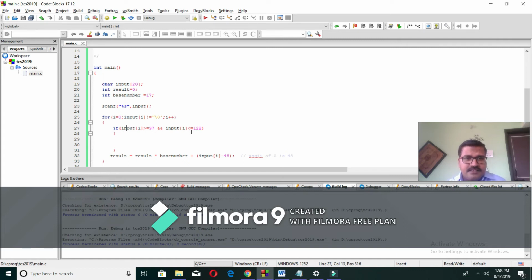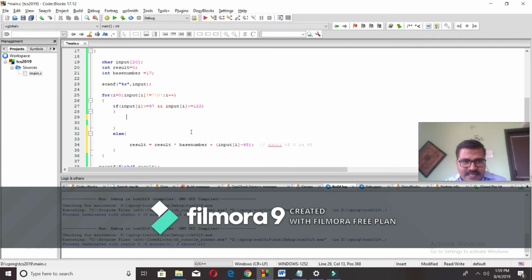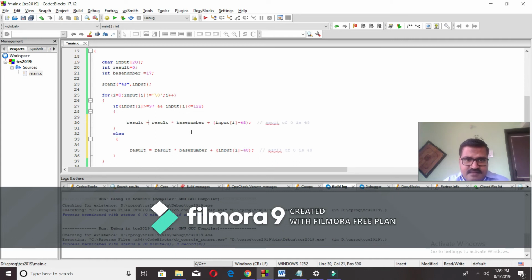Now if a value between the ASCII value of A and the ASCII value of Z is available, then it is a character number, and the appropriate number should be produced. For example, in hexadecimal, the A value equivalent is 10. Now, if valid character numbers are available, what you have to do is write the same formula: result equals result times base plus input. Now, the input is not 0, 1, 2, 3, 4. These are characters. So this branch is for when character data is available.